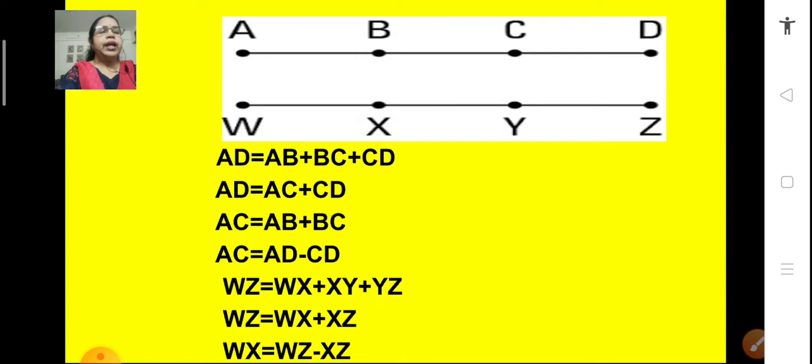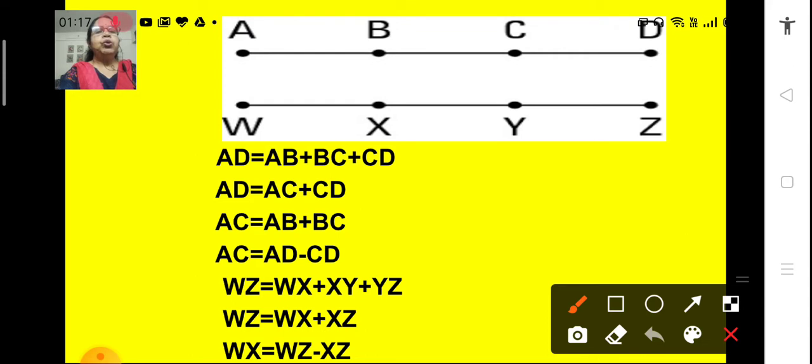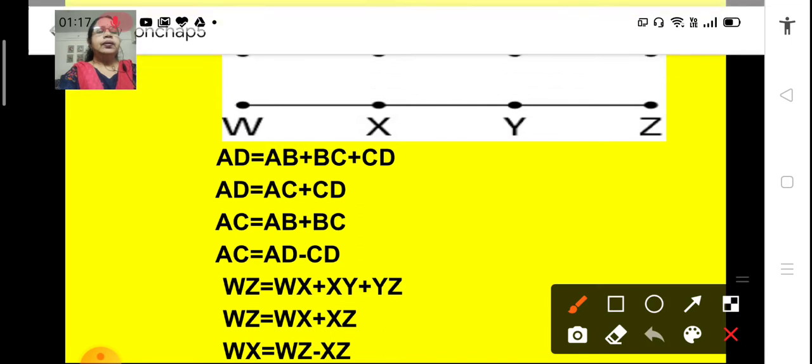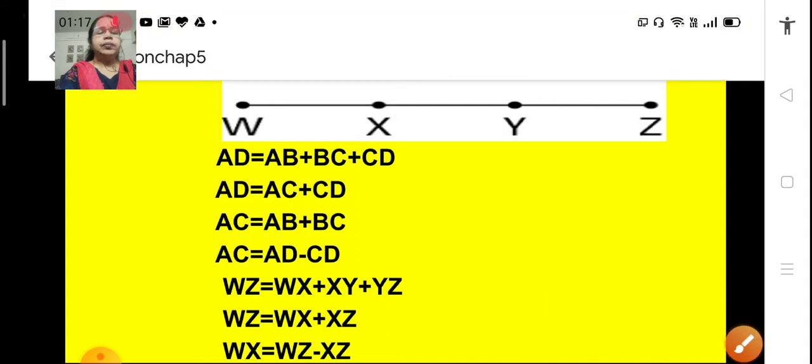Then here we have 2 line segments. First one is AD, which is again divided into 2 more line segments, AB, BC and CD. 3 line segments in this line segment AD. So we can see that AD is equal to AB plus BC plus CD. Similarly, AD is equal to AC plus CD, and also AC is equal to AB plus BC, and AC will be equal to AD minus CD.